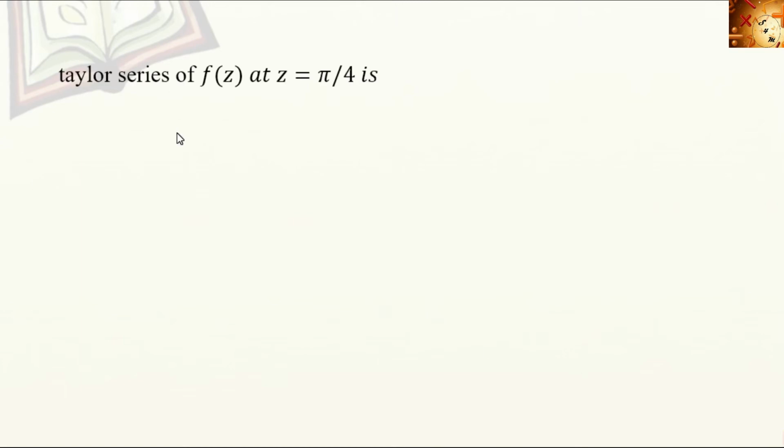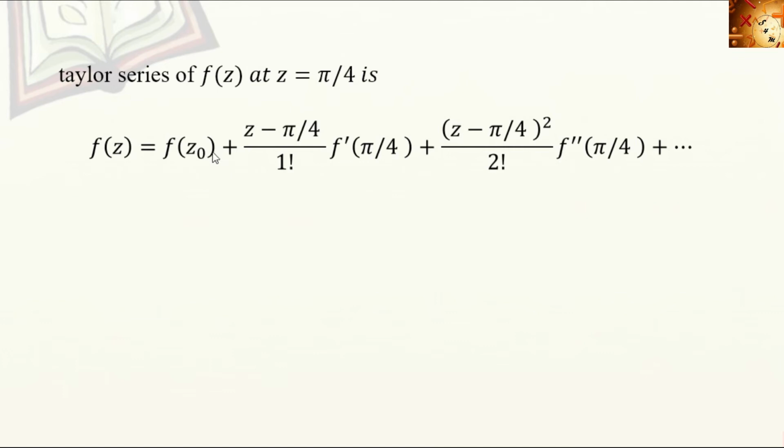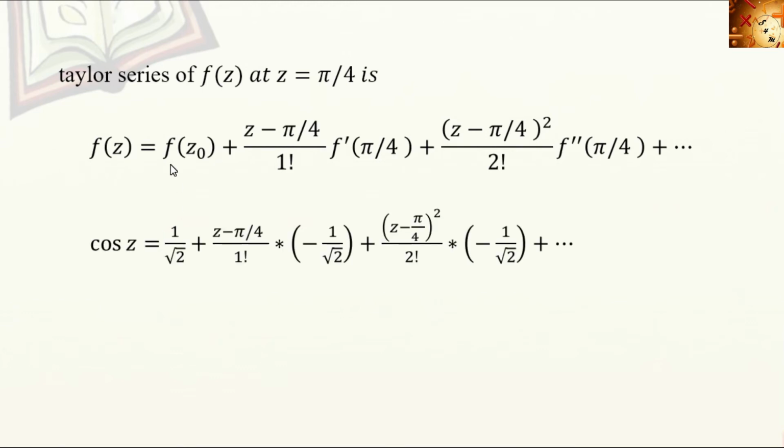Then the Taylor series expansion. Substitute the values here. So f of z equal to f of z naught. Z naught is pi by 4 plus z minus z naught, that is z minus pi by 4 by 1 factorial into f dash of pi by 4. In the place of z naught, substitute pi by 4. Then in next steps, substitute the values, that is cos z equal to, what is f of z naught? That is f of pi by 4. We got that 1 by root 2. So 1 by root 2 plus z minus pi by 4 by 1 factorial into f dash of pi by 4 is minus 1 by root 2. So minus 1 by root 2 plus z minus pi by 4 the whole square divided by 2 factorial into minus 1 by root 2 plus etc.